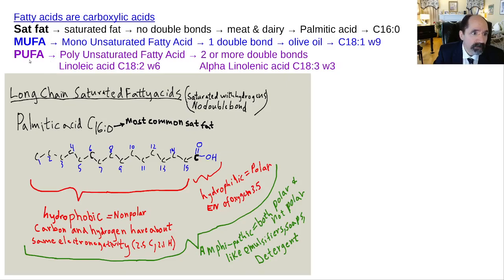Okay, a PUFA means polyunsaturated fatty acid. So a polyunsaturated fatty acid has 2 or more double bonds. And there's only 2 essential ones: linoleic acid, C18:2 with 2 double bonds, and that's an omega-6. And then alpha-linolenic acid, with 3 double bonds.